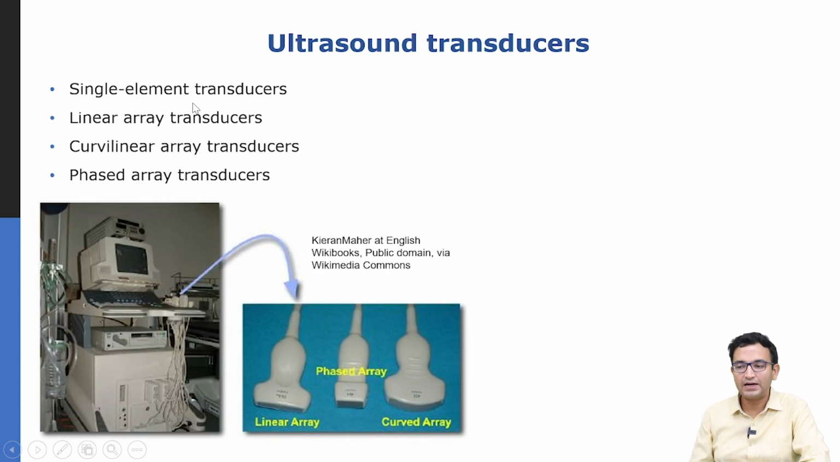We discussed the different types of transducers: single element transducers, linear array transducers, curvilinear array transducers, and phased array transducers. So, here is an example of a linear array, a phased array, and a curvilinear array. We also discussed that linear arrays are typically used for more superficial structures. Phased arrays are used for cardiac applications, applications where you have a narrow acoustic window, and curved arrays typically have slightly lower frequencies and they are used for abdominal organs.